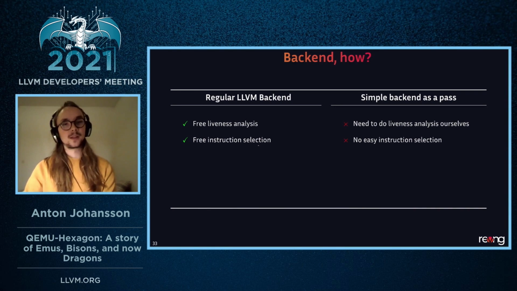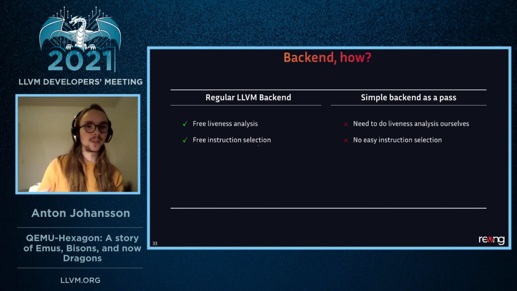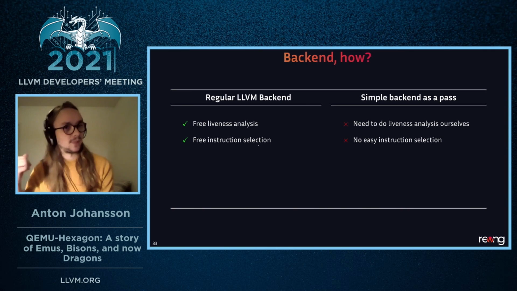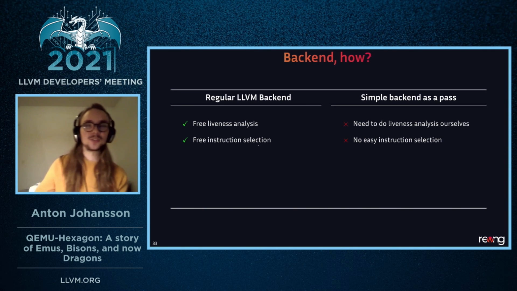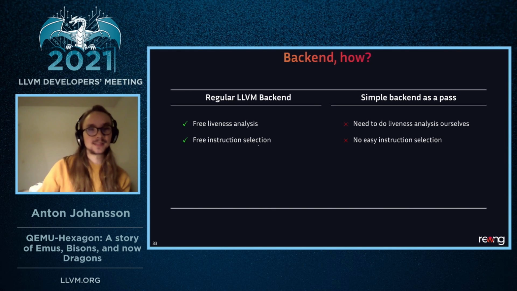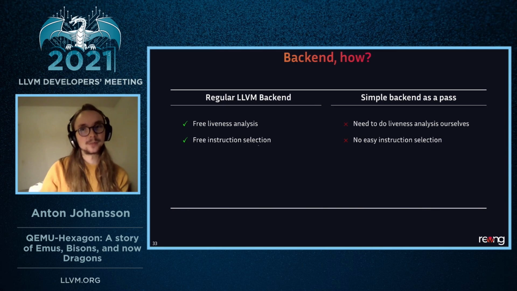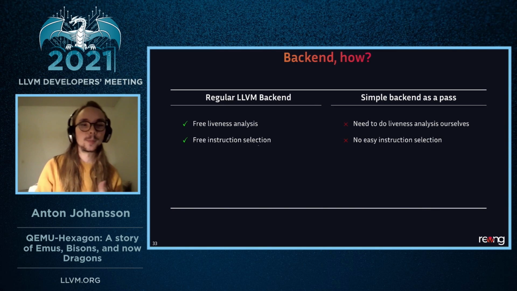So going with the regular backend approach, we would get a few things for free, such as liveness analysis and instruction selection. And this is very nice, very pleasant, easy to work with. And this is then, of course, stuff that we would need to do ourselves if we were to write our backend as a simple pass.